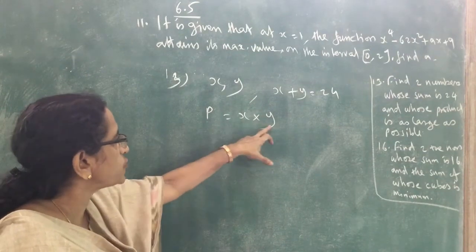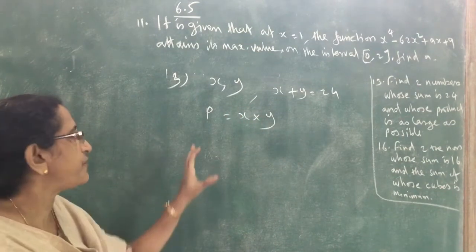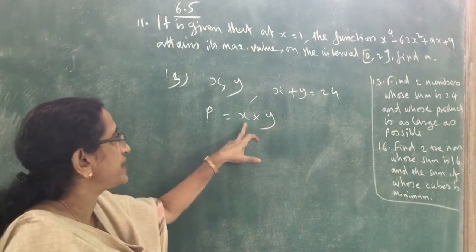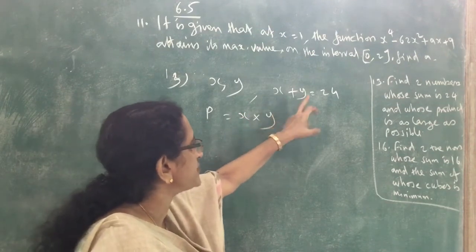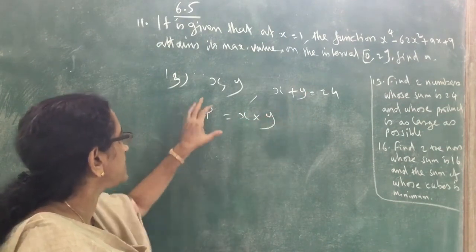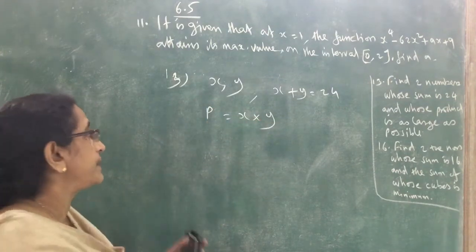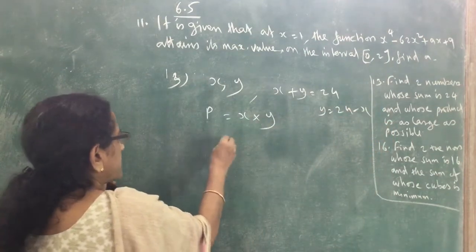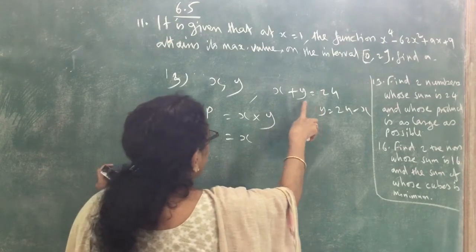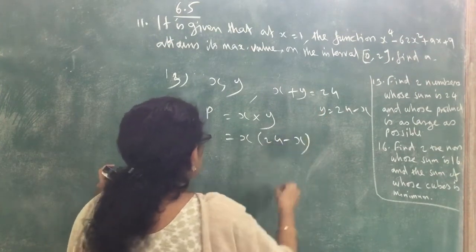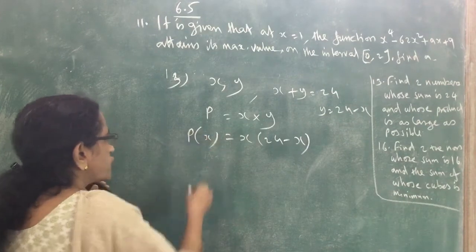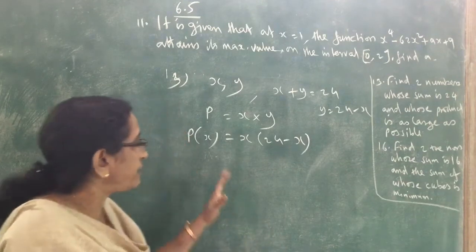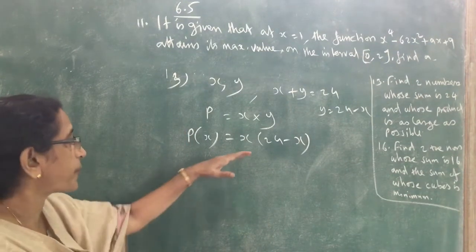So here there are two variables x and y. First we have to write the function which is to be maximum as a function of only one variable. Here there are two variables and given one condition, their sum is 24. So using that condition we can write the product as a function of only one variable. From this we get y equal to 24 minus x. So the product p equal to x into, in the place of y we can write, 24 minus x. So we got the product as a function of only one variable x. So p of x equal to x into 24 minus x, and we have to find for which value of x this product is maximum.